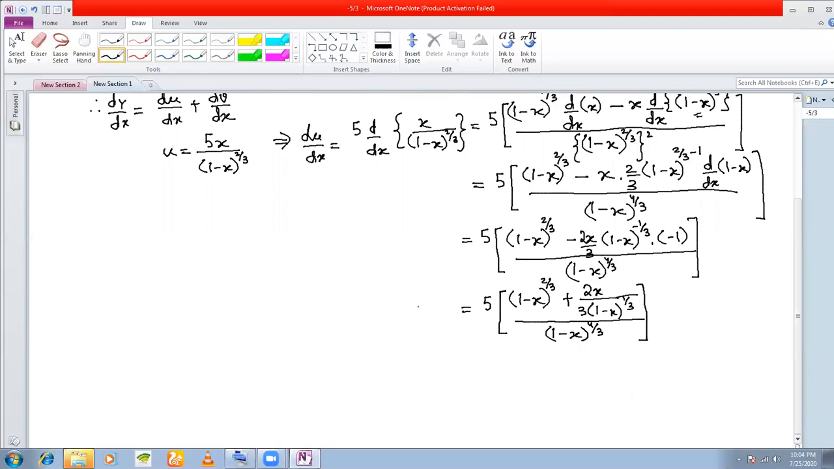So now I'll take the LCM. Let me write here. The space is quite limited. So 5 times the LCM on top, 3 times 1 minus x to the power of 1/3. So this becomes simply 1 minus x. Agreed or not? Tell me. If not, then I will show you the step. 3 times 1 minus x. Okay, sir, can you show the steps?